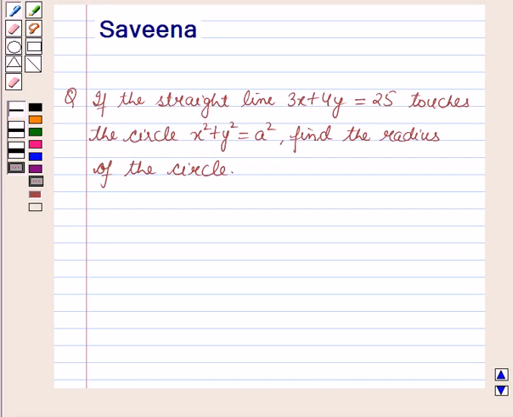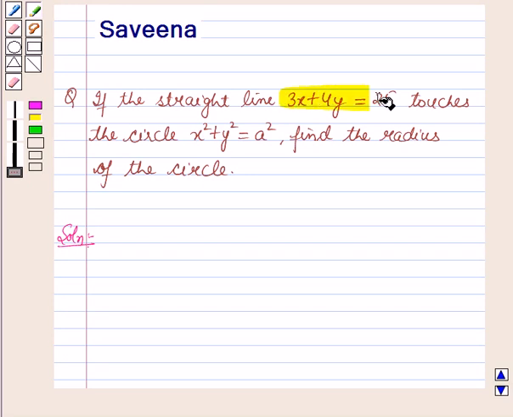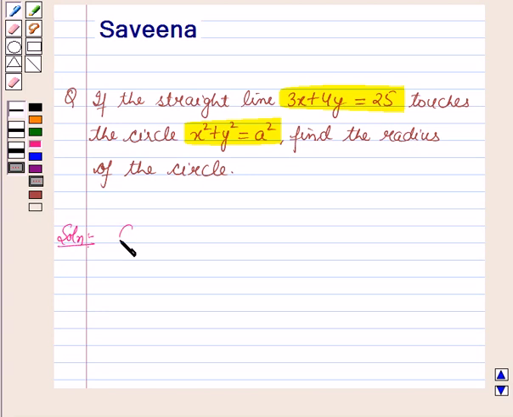Welcome to the session. In this session, we will discuss a question which says that if the straight line 3x + 4y = 25 touches the circle x² + y² = a², find the radius of the circle. Now, we will start with the solution. Here, the equation of the straight line is given to us and the equation of the circle is also given to us.